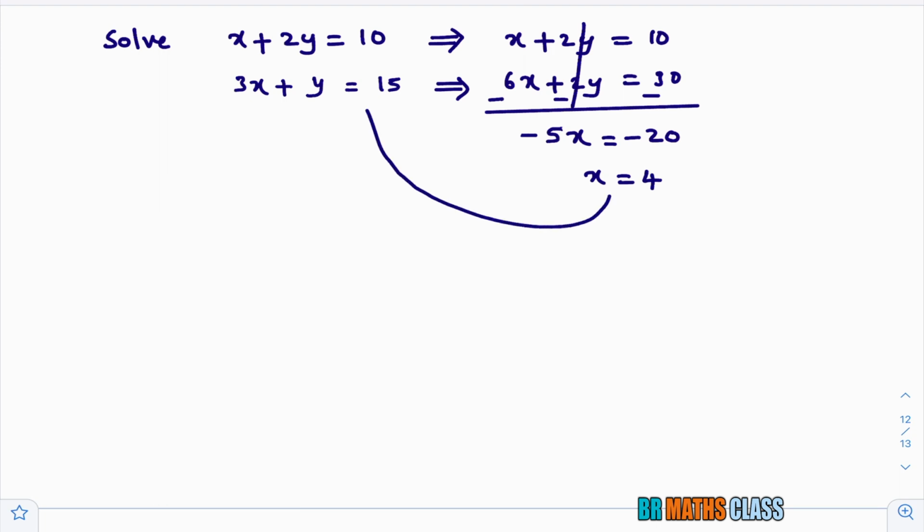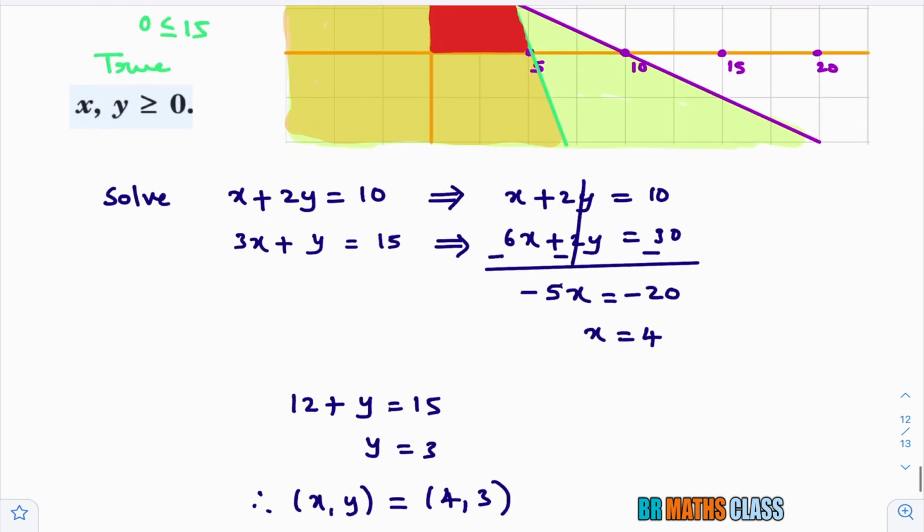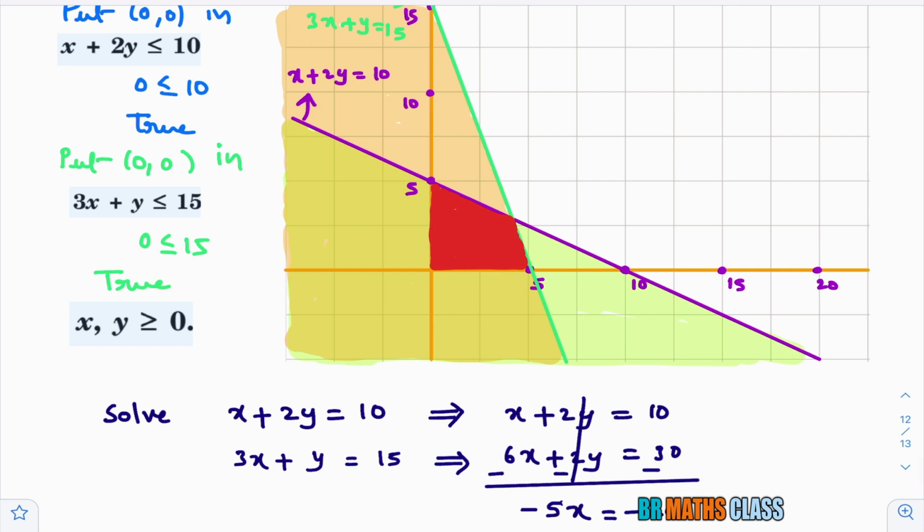Now substitute this x equal to 4 in this equation. Then what you will get? 3 4s are 12 plus y equal to 15. So y equal to 3. So you got the point x comma y. What is x comma y? 4 comma 3. So we got this corner point also. What is this point? This point is 4 comma 3. Now you know all the corner points. This point is 0 comma 0, this point is 5 comma 0, and this point is 0 comma 5.